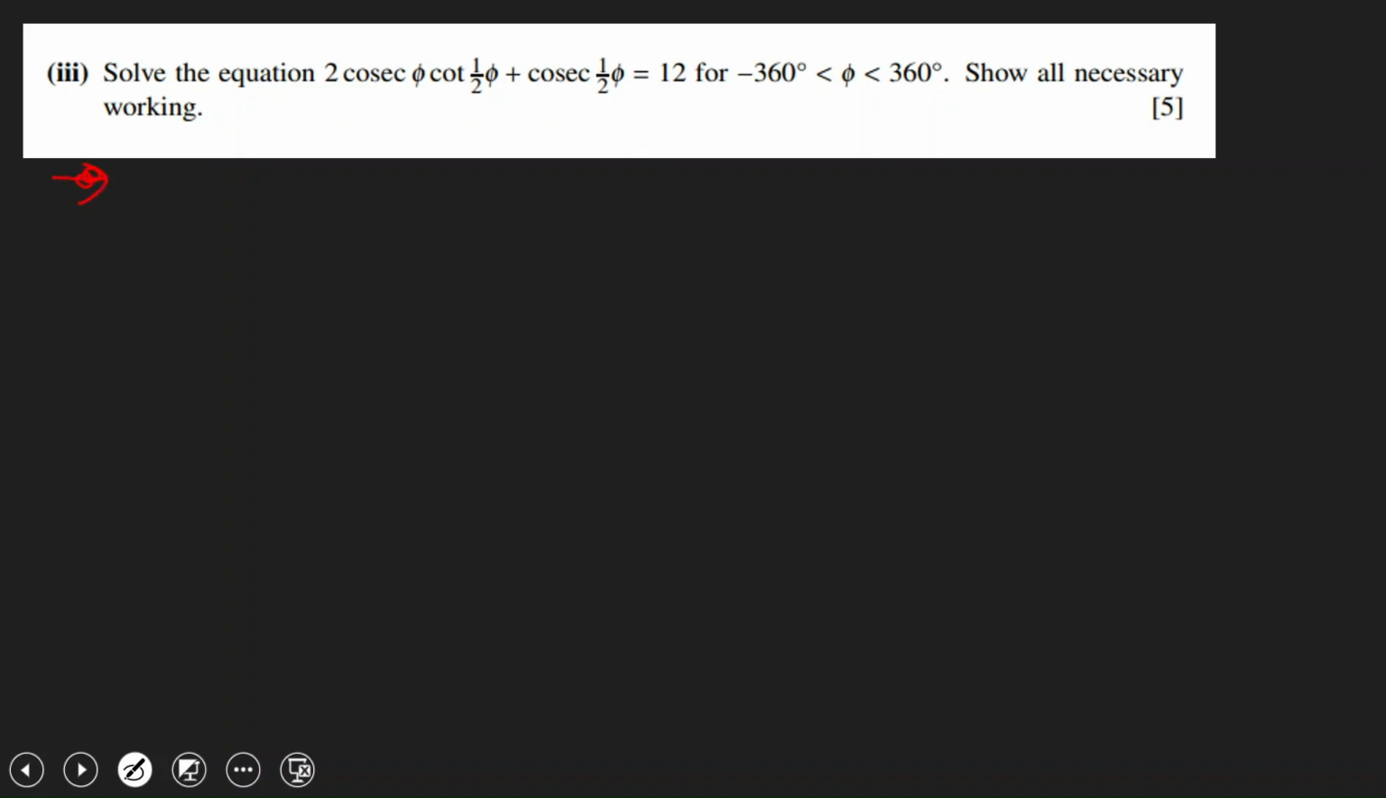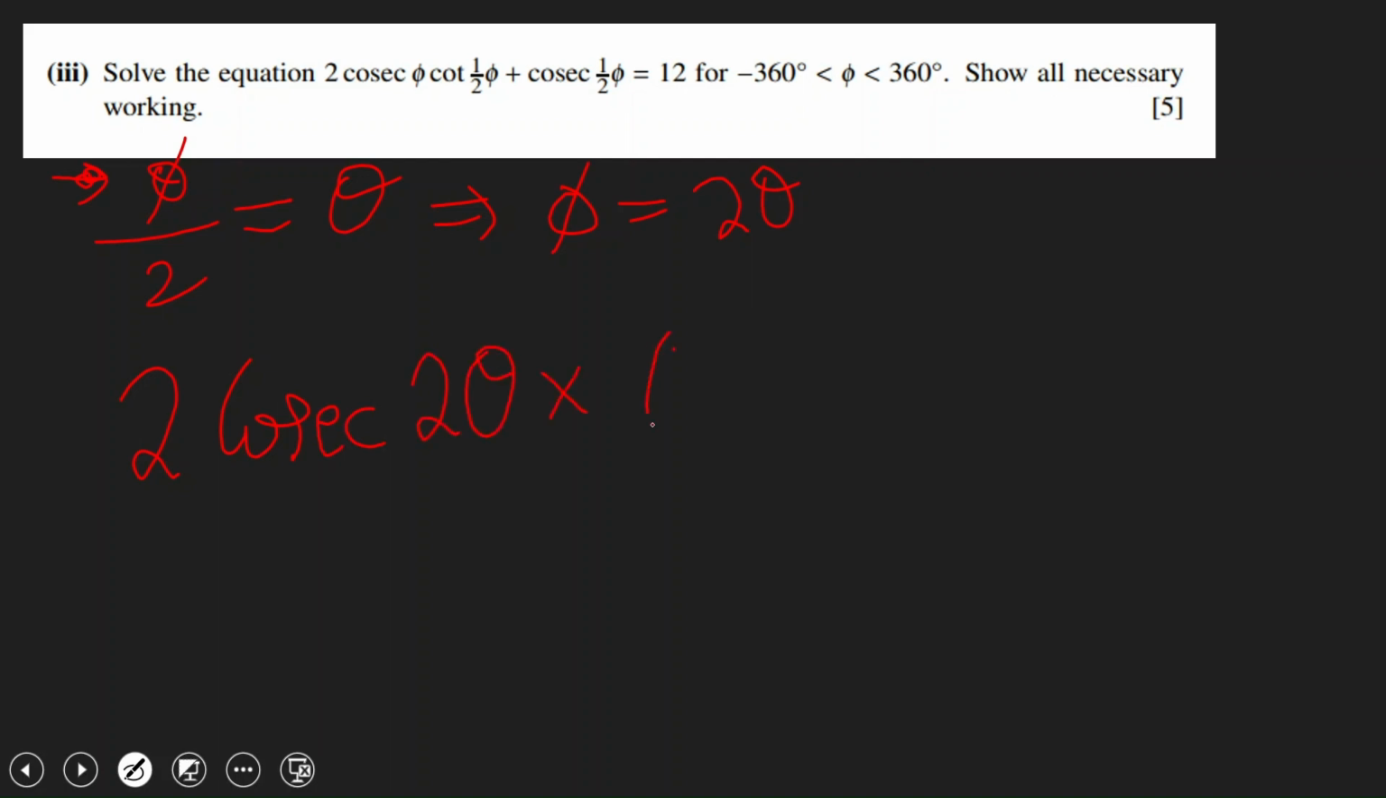This is just phi by 2 is equal to theta. So I'm going to write that as 2. If phi by 2 is theta, then phi is equal to what? 2 theta. So this will become 2 cosec 2 theta into cot theta plus cosec theta, right? I'm going to simplify this side and then work on the other side.